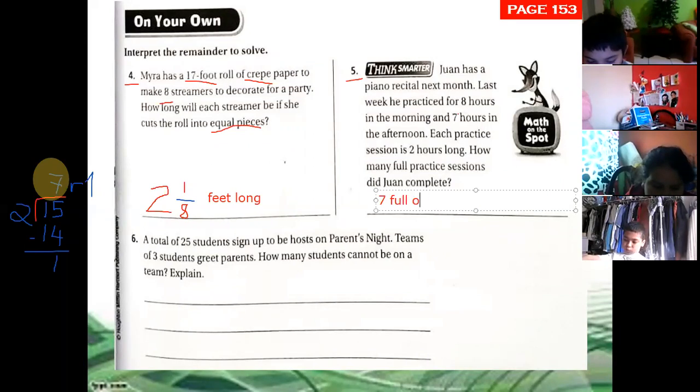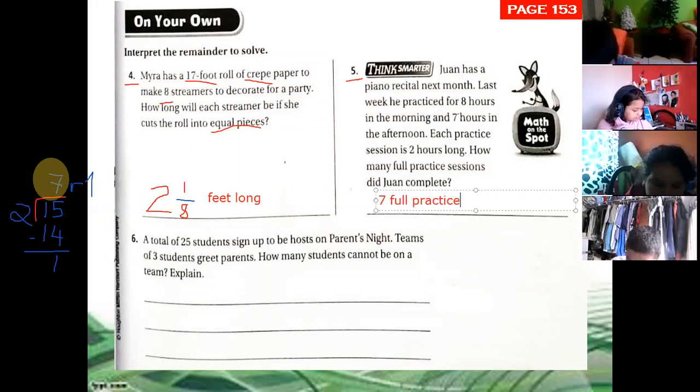practice sessions, because he practiced 1 more hour, which is the leftover. The leftover is 1 hour, but that is not a 2-hour session. If it's only one hour, it's not a 2-hour session. So he didn't practice 8 sessions. No, just 7 and 1 more hour.